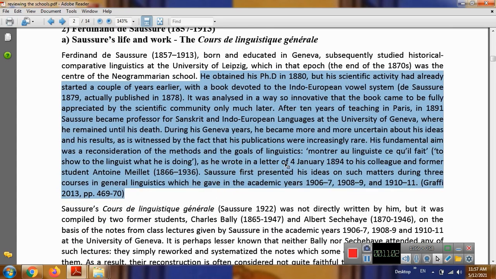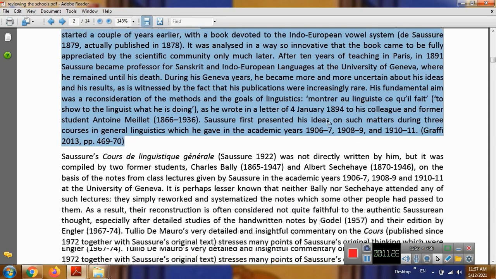As he wrote in a letter of 4 January 1894 to his colleague and former student Antoine Meillet, Saussure first presented his ideas on such matters during 3 courses in general linguistics, which he gave in the academic years at this time.